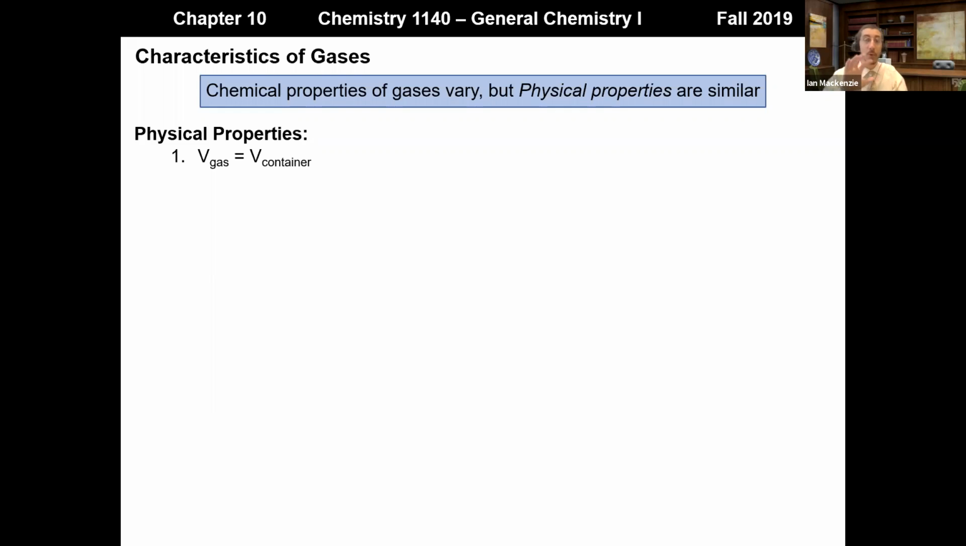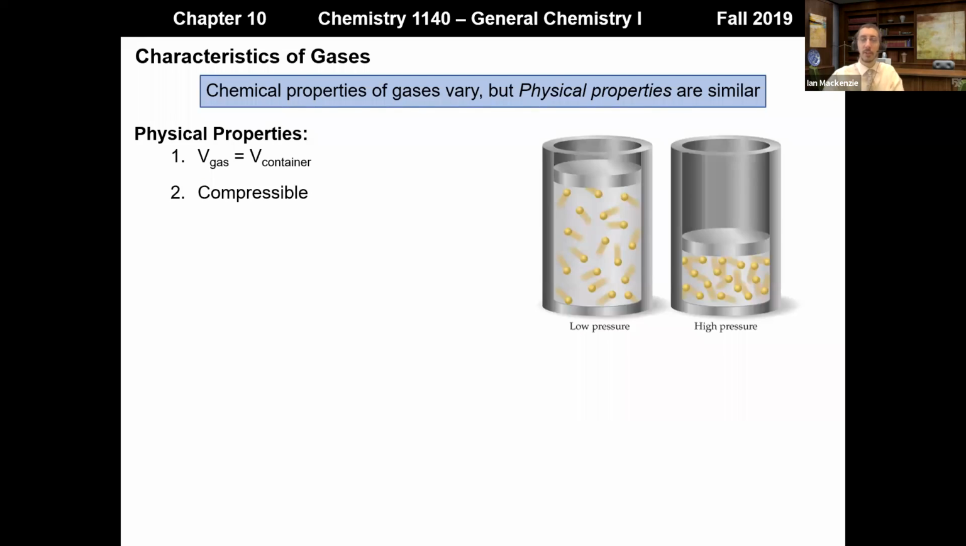That 1 gram, or in a separate example, that 1 mole of oxygen gas will fill the volume that it's put in. How, you may wonder, does that work? Well, it comes from a couple other physical properties. First is that gases are highly compressible. So here's just an example with a piston, same amount of gas in both, but if we apply force onto the piston, we are able to change the volume of the gases.